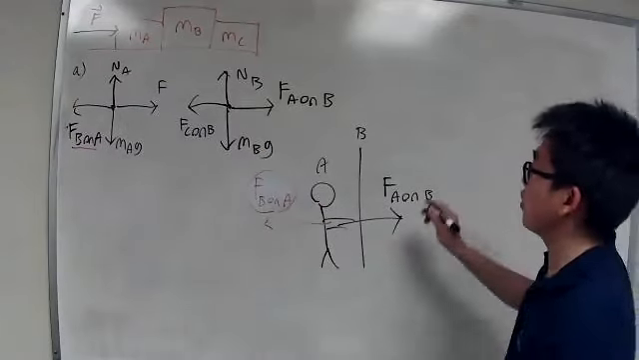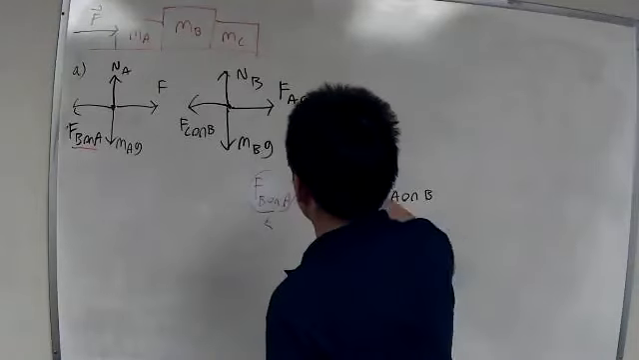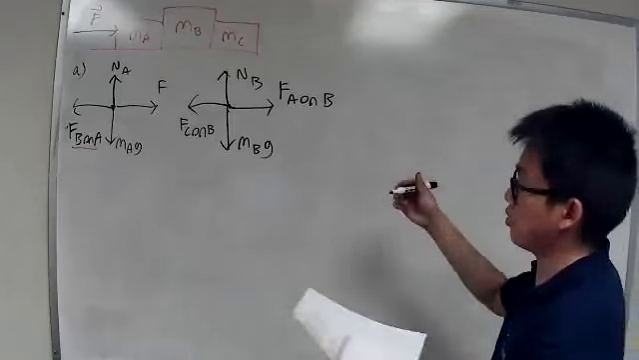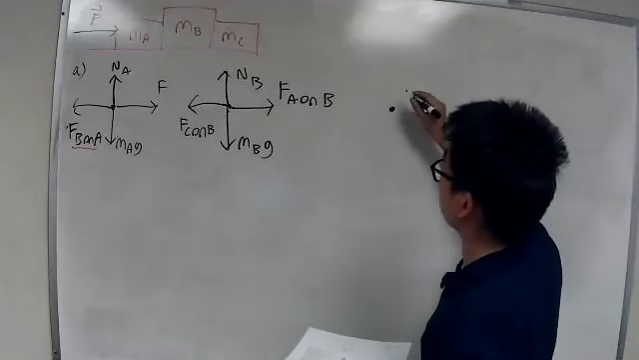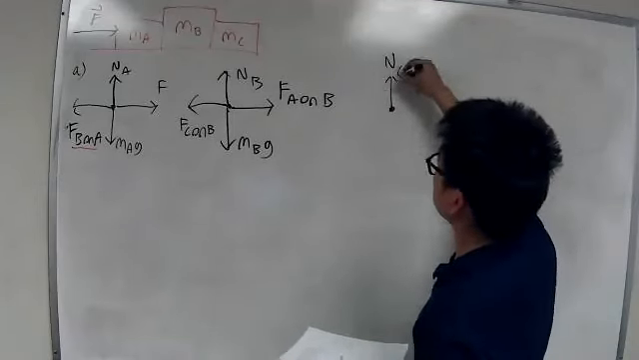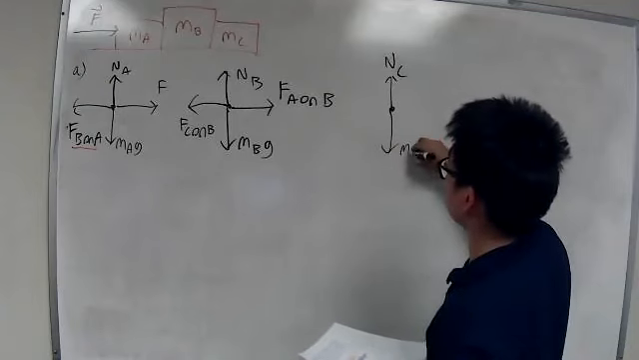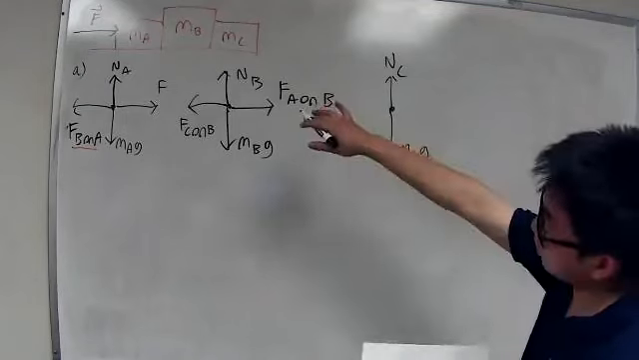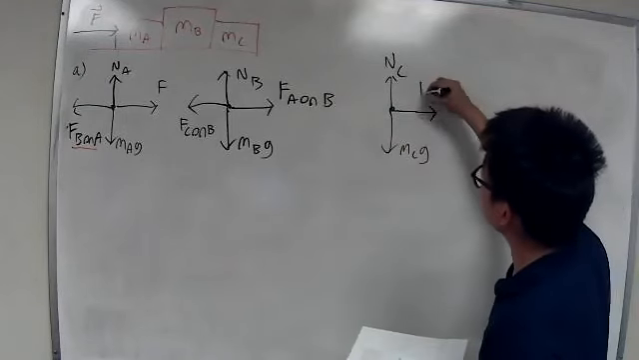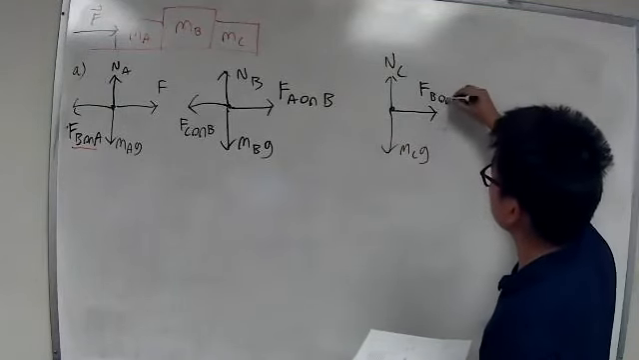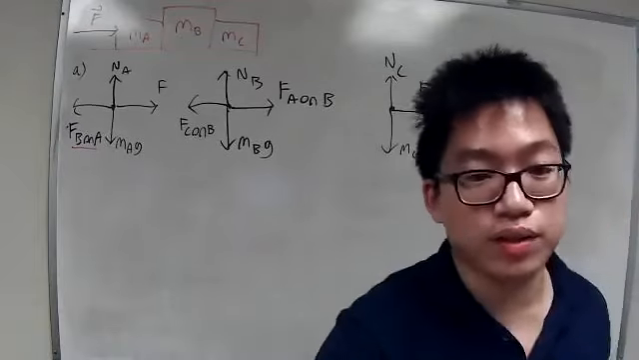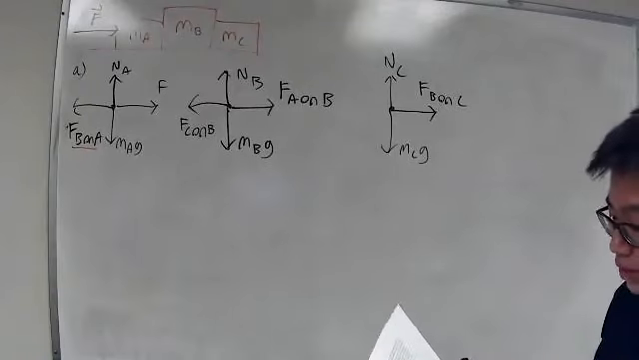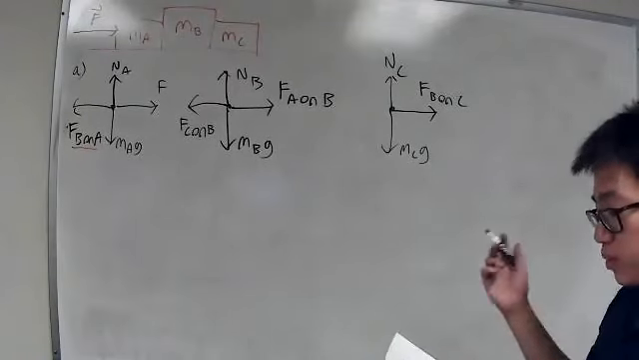Last one. And yeah, you do get points for this. They usually do give points for these kinds of things, so it's important to get these right. This is NC, and now down here is MCG. Okay, but now it's MB pushing onto C. We say FB on C, but C is not crashing into anything, so we just leave it there. Those are all your free body diagrams, right? So now we move on.